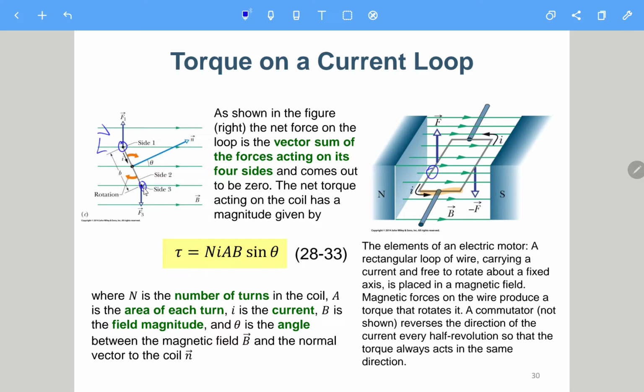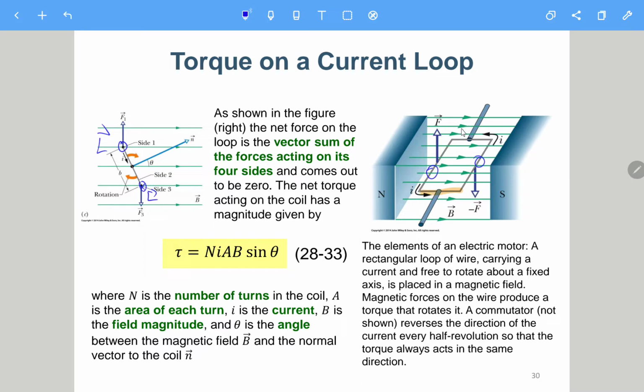And similarly for this one, L is pointing into the page. L cross B, pointing into the page, crossed with the B field, is pointing downward. So we have F3 pointing downward.